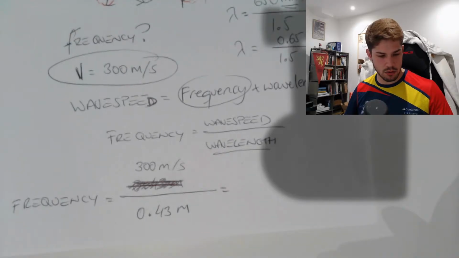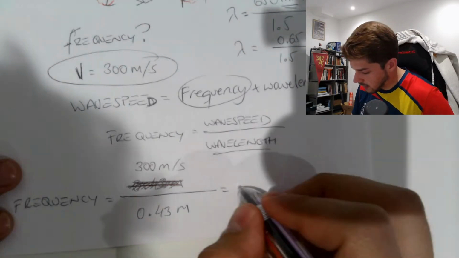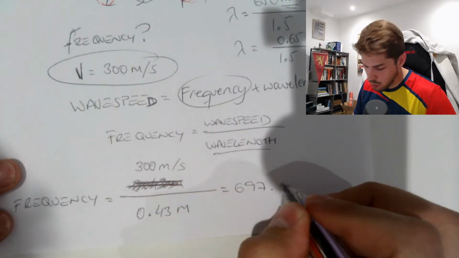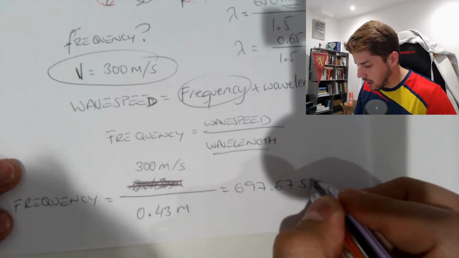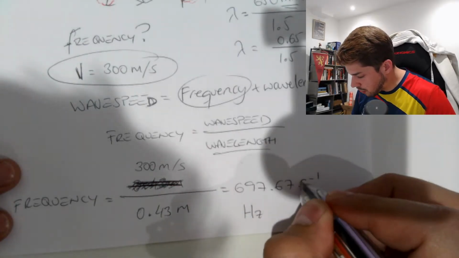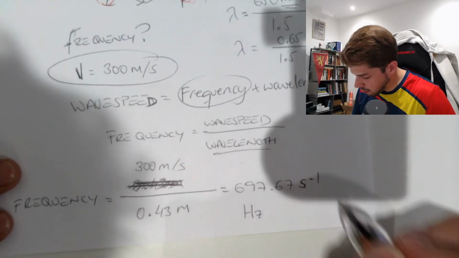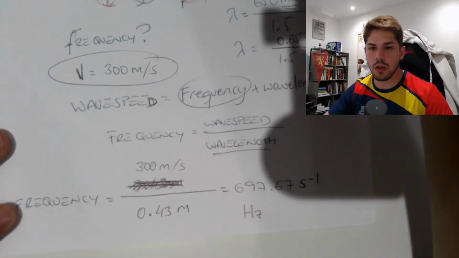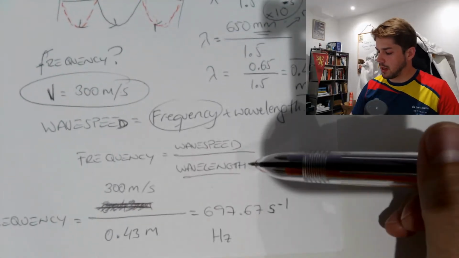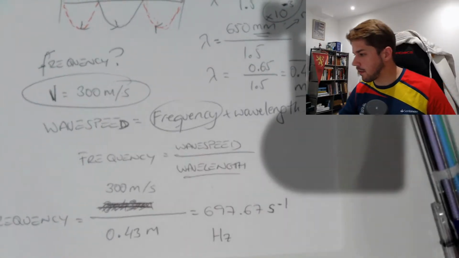Let's find out. So 300 divided by 0.43. That gives me a frequency of 697.67 seconds to the power of minus 1 or hertz. Both units are completely acceptable for frequency. And again, we just did wave speed divided by the wavelength.